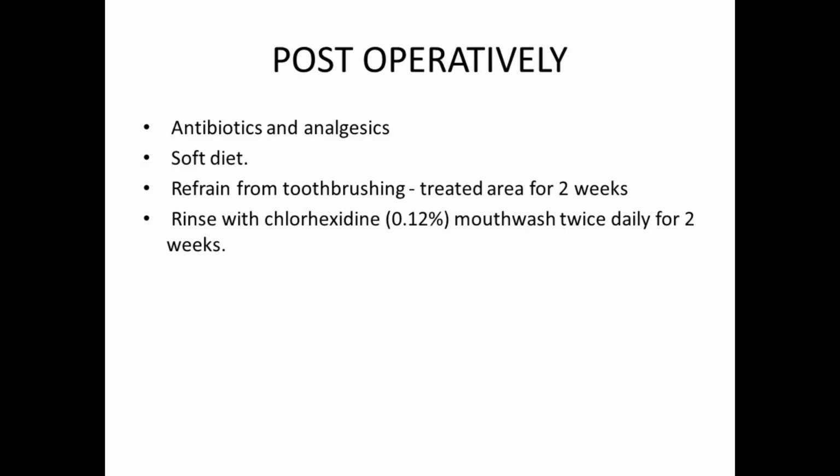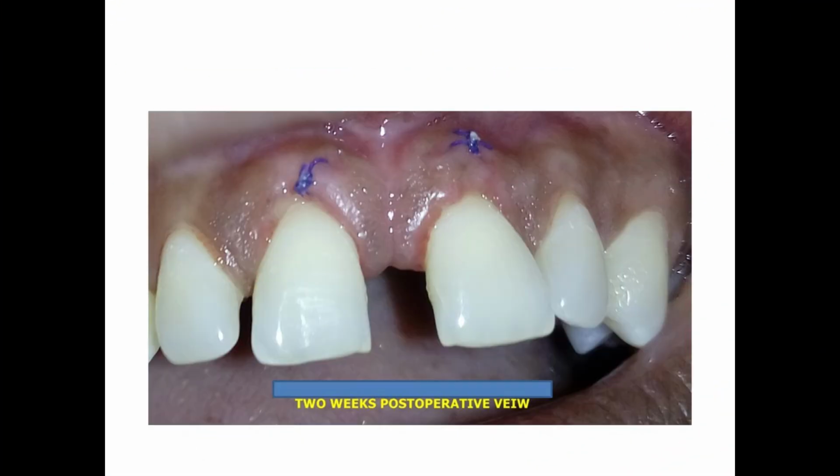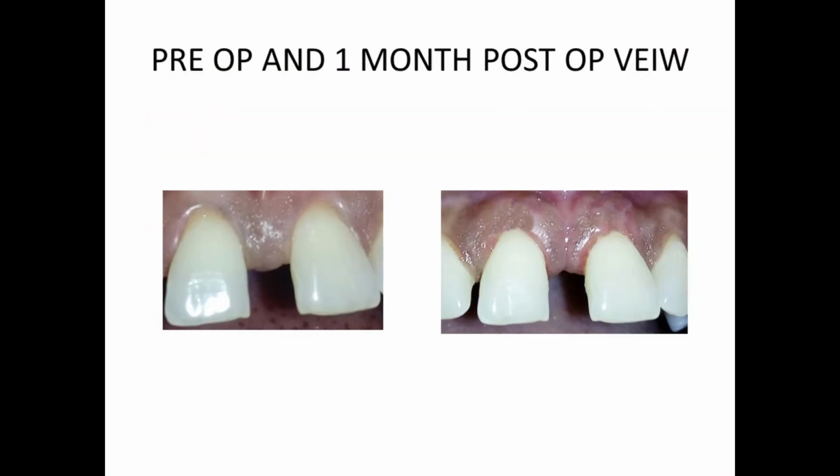Postoperatively, antibiotics and analgesics were prescribed and a soft diet is recommended. Refrain from toothbrushing in the treated area for the next 2 weeks and rinse with chlorhexidine 0.12% mouthwash twice daily for 2 weeks. This is the 1 week postoperative view. This is the 2 week postoperative view. This is the 1 month postoperative view with the pre-op picture in the first.